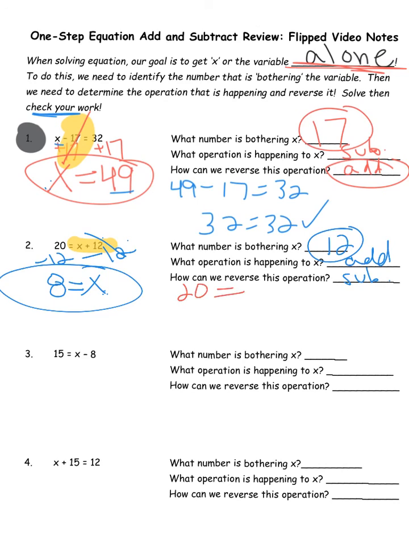So 20 equals, instead of x, I'm going to put 8. And again, this is called checking my work. So 8 plus 12. I do know that 8 plus 12 is 20. So 20 equals 20. I know I got it right. All right, on to the next question.